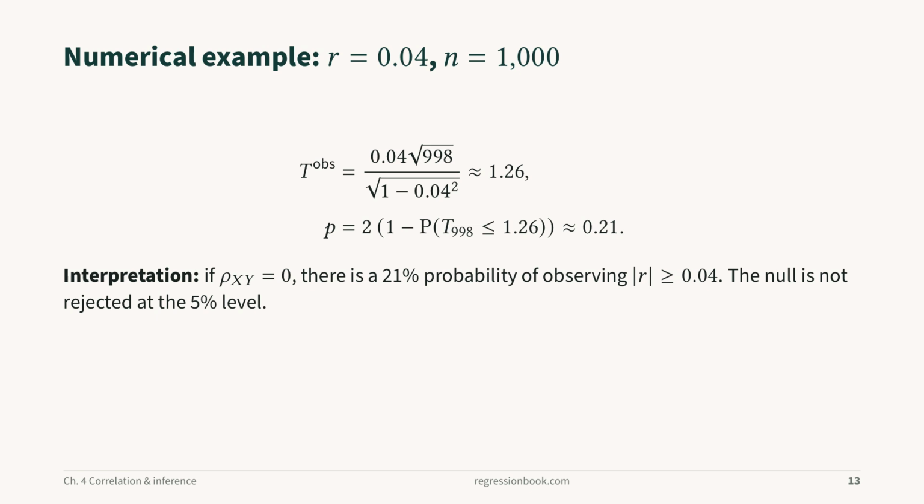A worked number, sample correlation 0.04 with 1,000 observations. The statistic is about 1.26 and the two-sided p-value about 0.21. Interpretation in the page's own careful words. If the population correlation was zero, there would be a 21% probability of observing a sample correlation at least this large in magnitude. At the 5% level, the null survives.